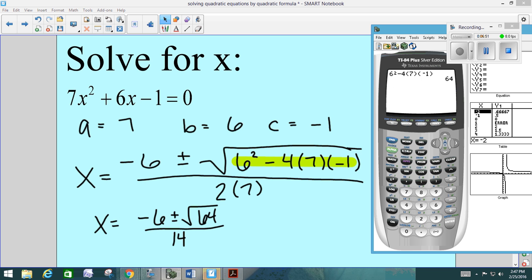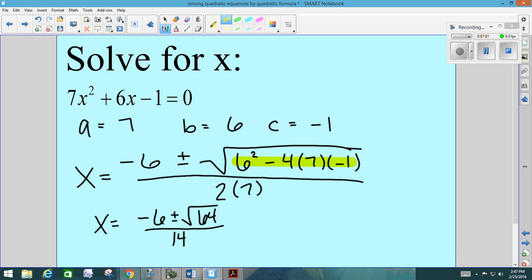Quadratics get their names because they have a squared term. That's their highest power. That highest power tells you how many answers you'll have. You'll get 2 answers still today. They come from this little plus and minus right here. One time you add the square root symbol, and then the second time you subtract it.